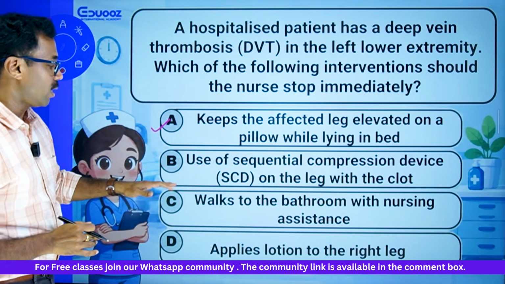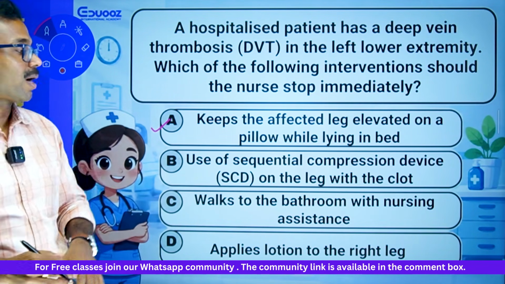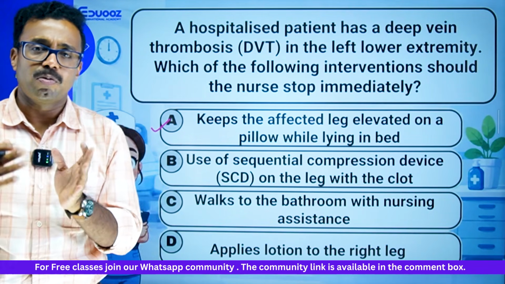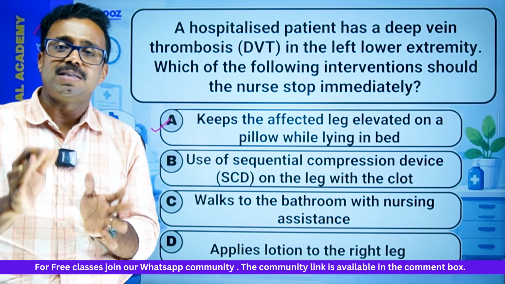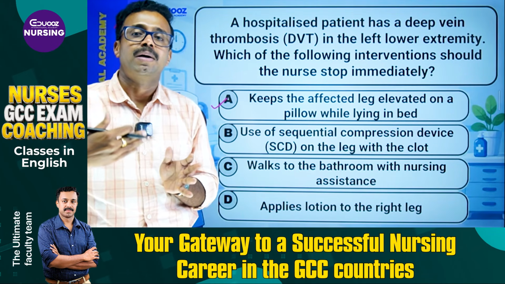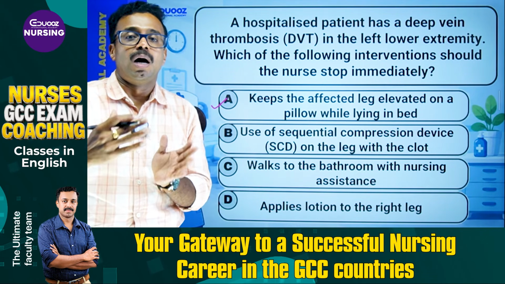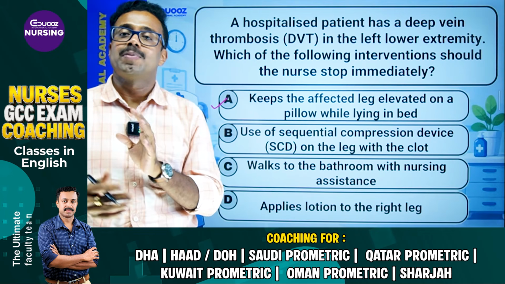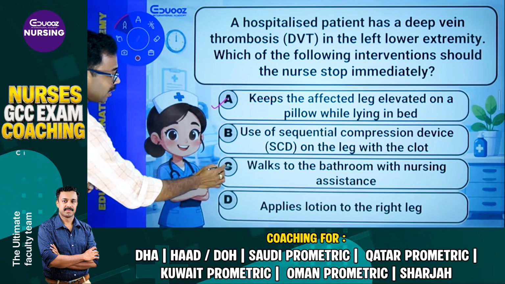Next, option C is walks to the bathroom with nursing assistance. If you want to mobilize the patient, mobilization is always encouraged, right? You can assist the patient to walk to the bathroom with nursing assistance. It can also be done.